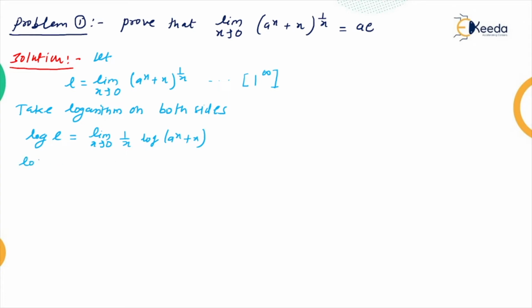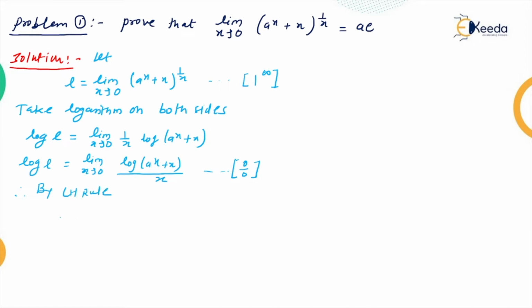Now this log L becomes limit as x tends to 0 of log of (a raised to x plus x) divided by x. Now if we replace x by 0, we get the form 0 divided by 0, an indeterminate form. Therefore we have to use L'Hospital rule.